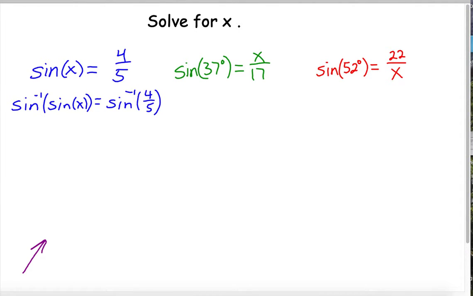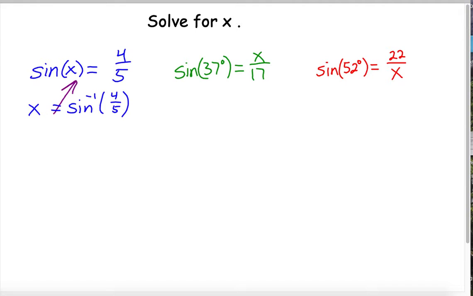But usually people don't write inverse sine of x. But you should understand why we're doing this. So x is equal to the inverse sine of 4/5. Normally, the sine function takes an angle and then returns to you a ratio, usually a decimal in the calculator, or a fraction if you're looking at a picture. The inverse sine function takes a ratio and returns to you an angle. And that's what we're looking for, an angle.